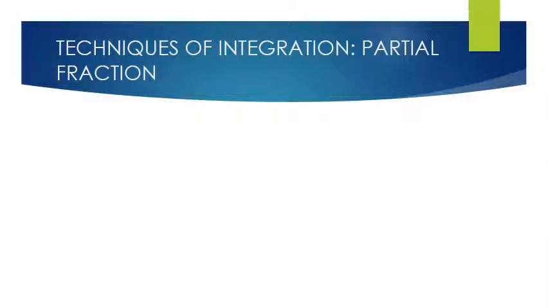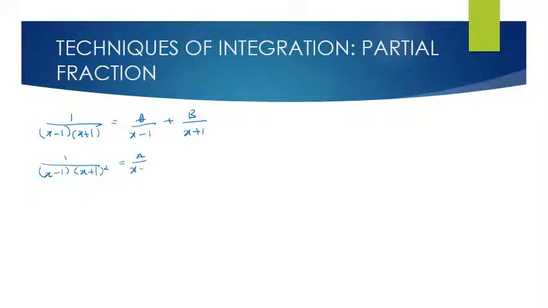Okay, let's make a summary on the partial fractions given. Let's say we have the form 1 over (x - 1)(x + 1). The partial fraction will become a over (x - 1) plus b over (x + 1). What if we have 1 over (x - 1)(x + 1) power 2? The partial fraction will become a over (x - 1) plus b over (x + 1) plus c over (x + 1) power 2.